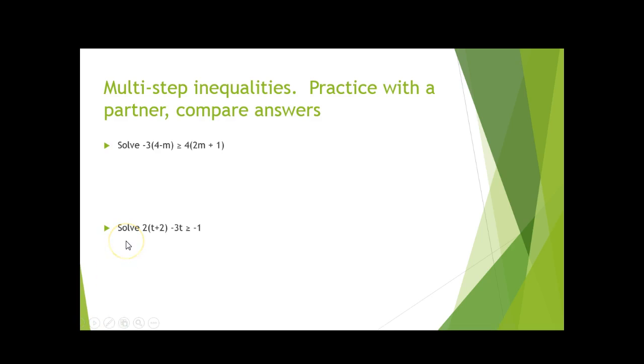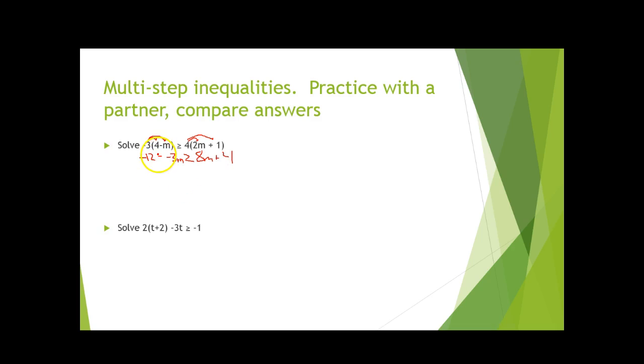Okay. Again, remember to pause it right now, or I'm going to go forward and solve these for you. When we're working with these types of problems, you see a number on the outside of the parentheses. That should tell you that you need to distribute. So you're going to distribute the negative 3 to both the 4 and the m, and the 4 to the 2m and the 1. Negative 3 times 4 is negative 12, minus negative 3 times m, which is negative 3m. It's greater than or equal to 4 times 2m, which is 8m, plus 4 times 1, which is 4.